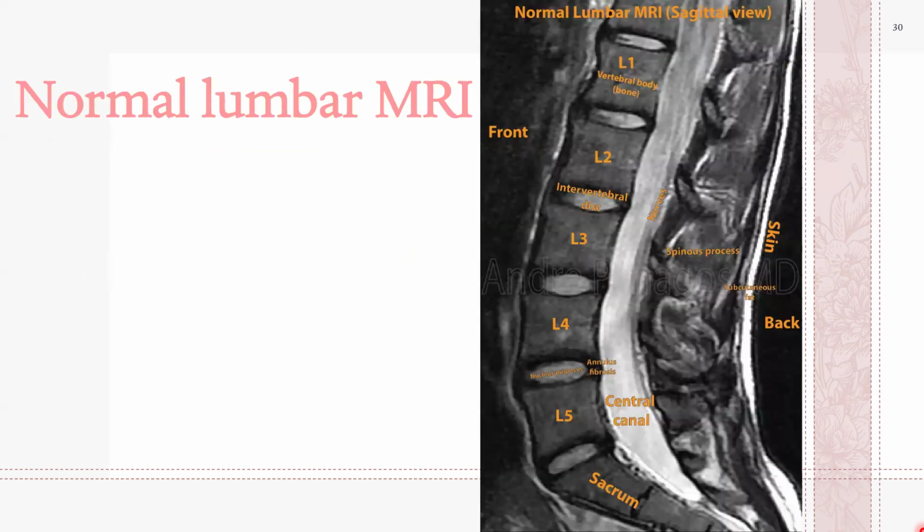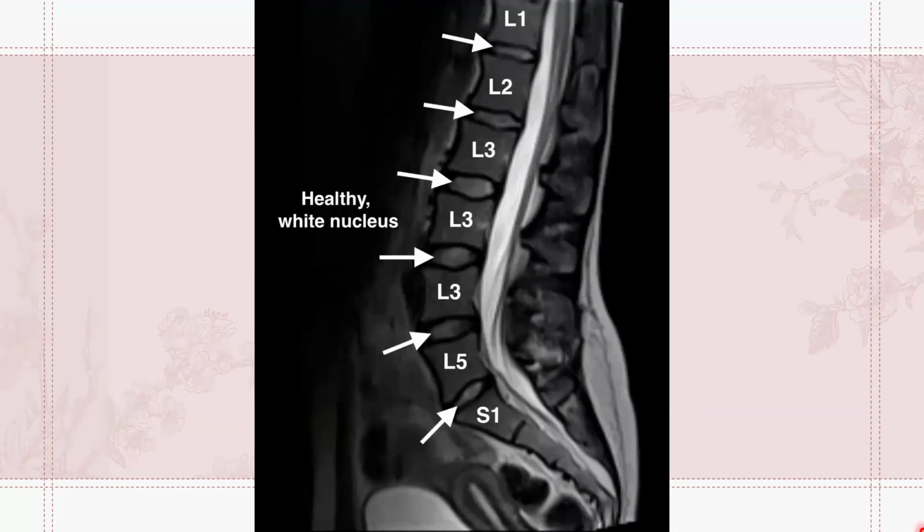This is a sagittal view of lumbar MRI. This is the L1 vertebral body and L2 with the intervertebral disc between them, nucleus pulposus hyperintense and the annulus fibrosus hypointense. This is another image.